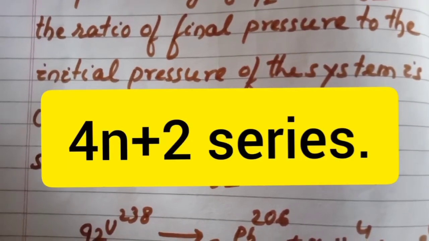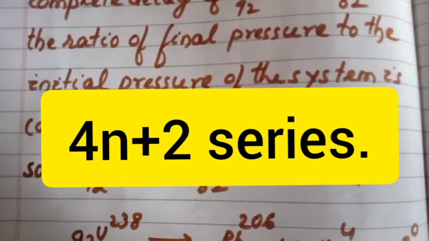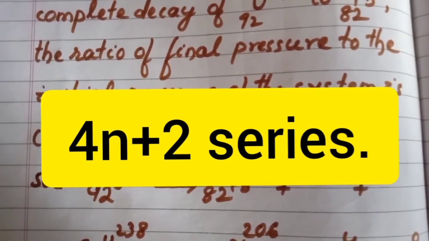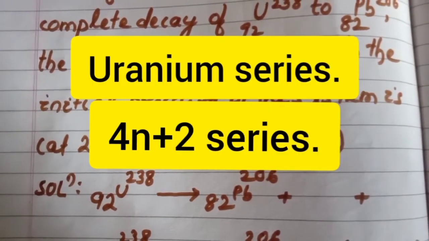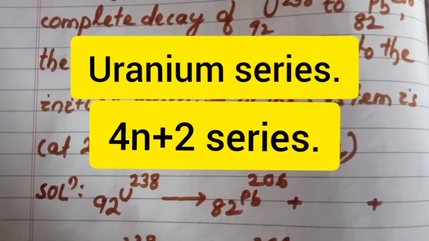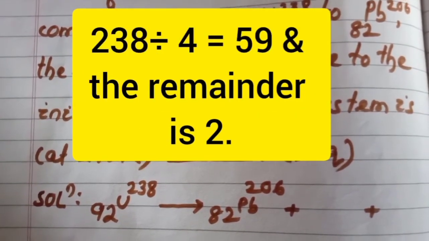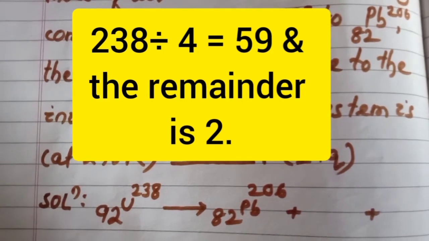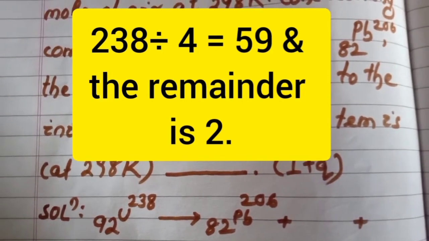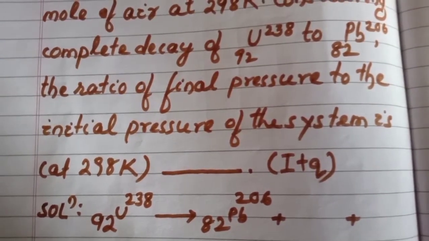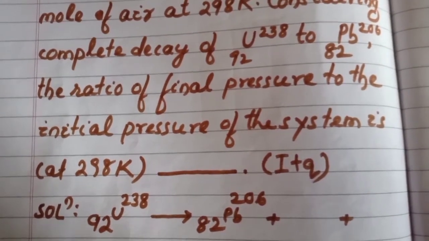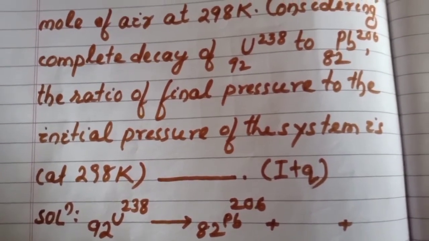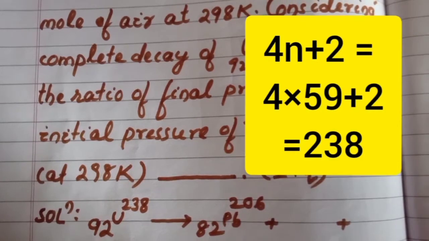Another thing I want to tell you: this series is known as the 4n plus 2 series or uranium series. You see, why 4n plus 2? When 238 of uranium is divided by 4, the remainder is 2. 238 by 4: 4 fives are 20, 4 nines are 36, and the remainder is 2. 4n plus 2 is equal to 4 into 59 plus 2.